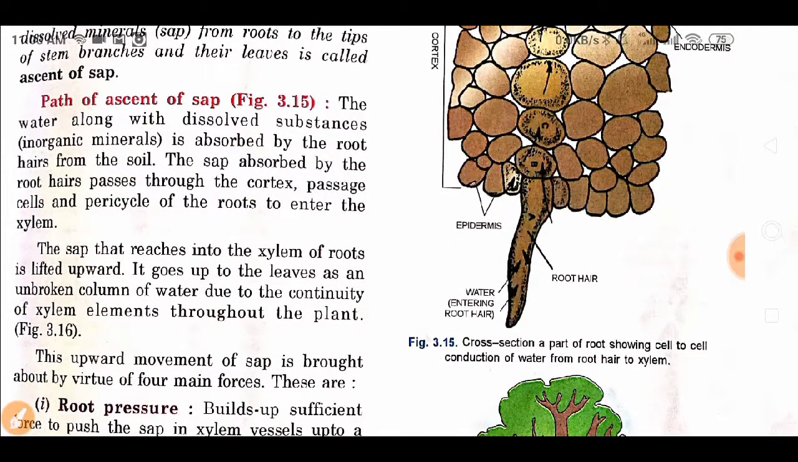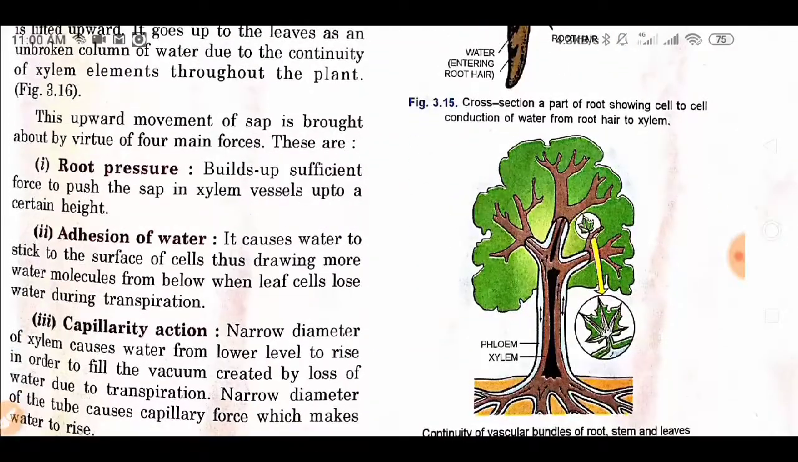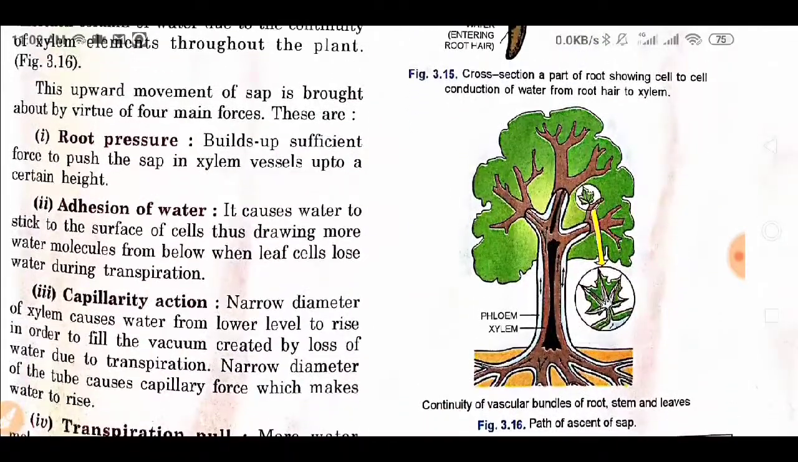The sap that reaches the xylem of roots is lifted upward. It goes up to the leaves as unbroken columns of water due to the continuity of xylem elements throughout the plant. You can see in figure 3.16, as you know, xylem is responsible for the movement of water. So through xylem, it is a column-like structure, you can see. And I also shared with you a video of ascent of sap in which you clearly understood the whole process.